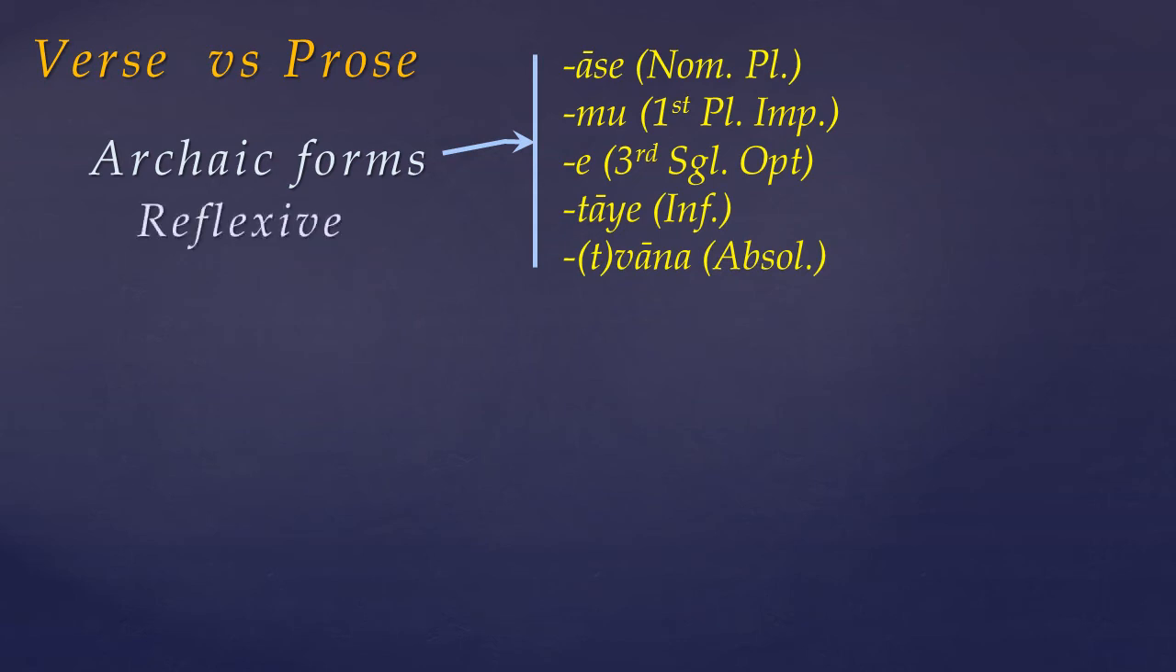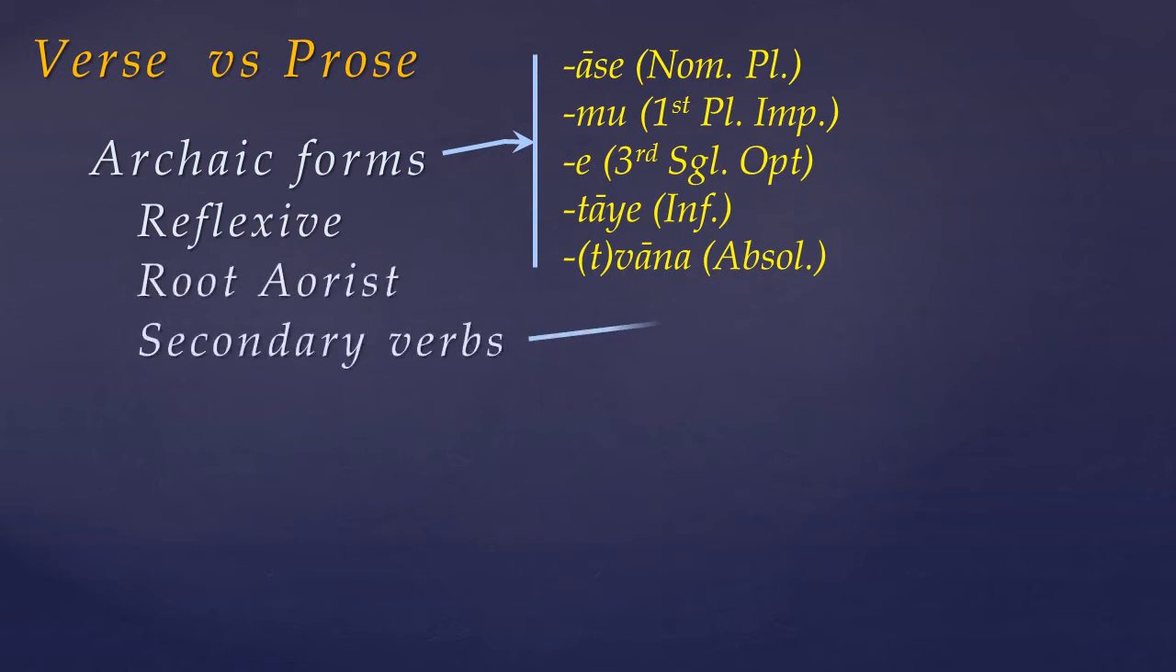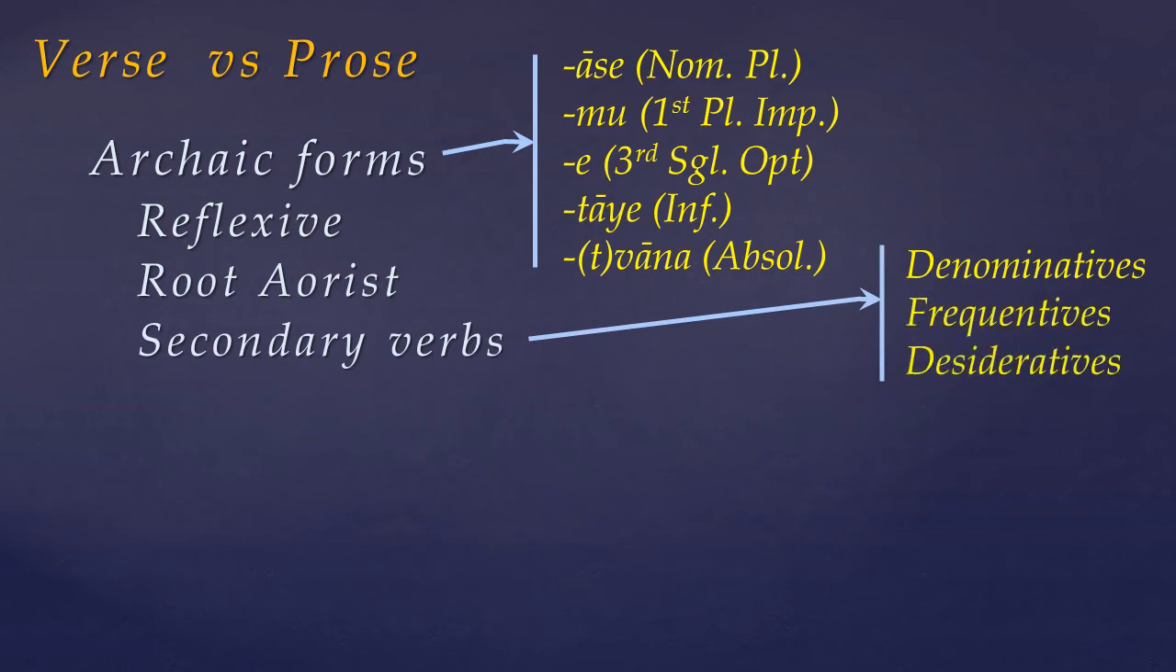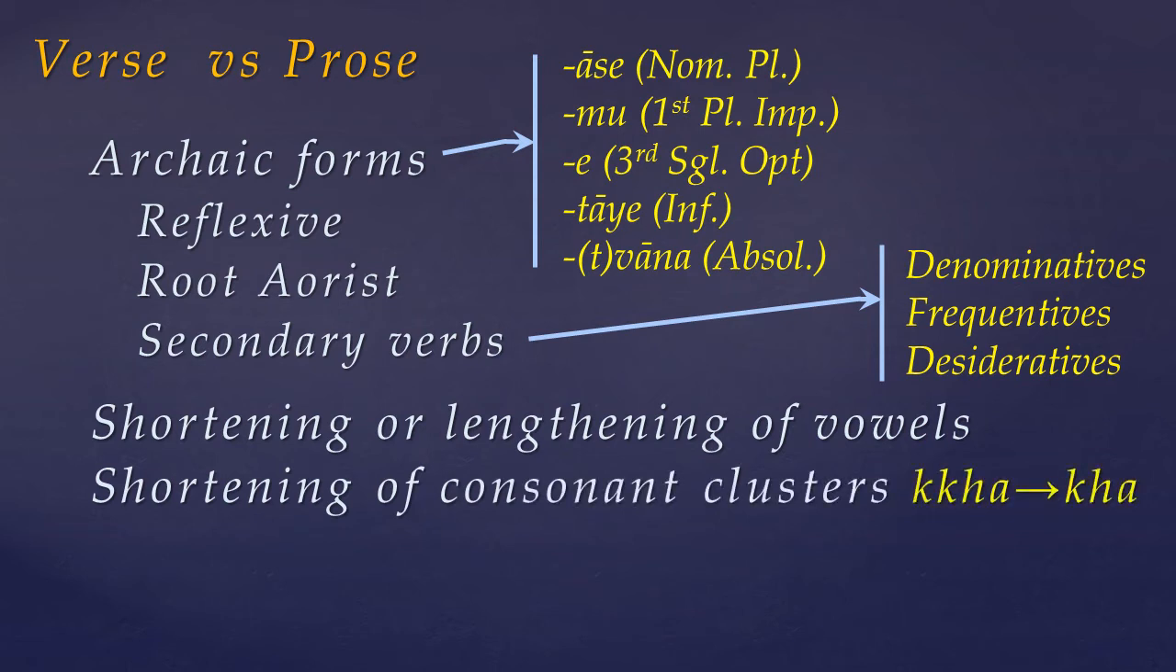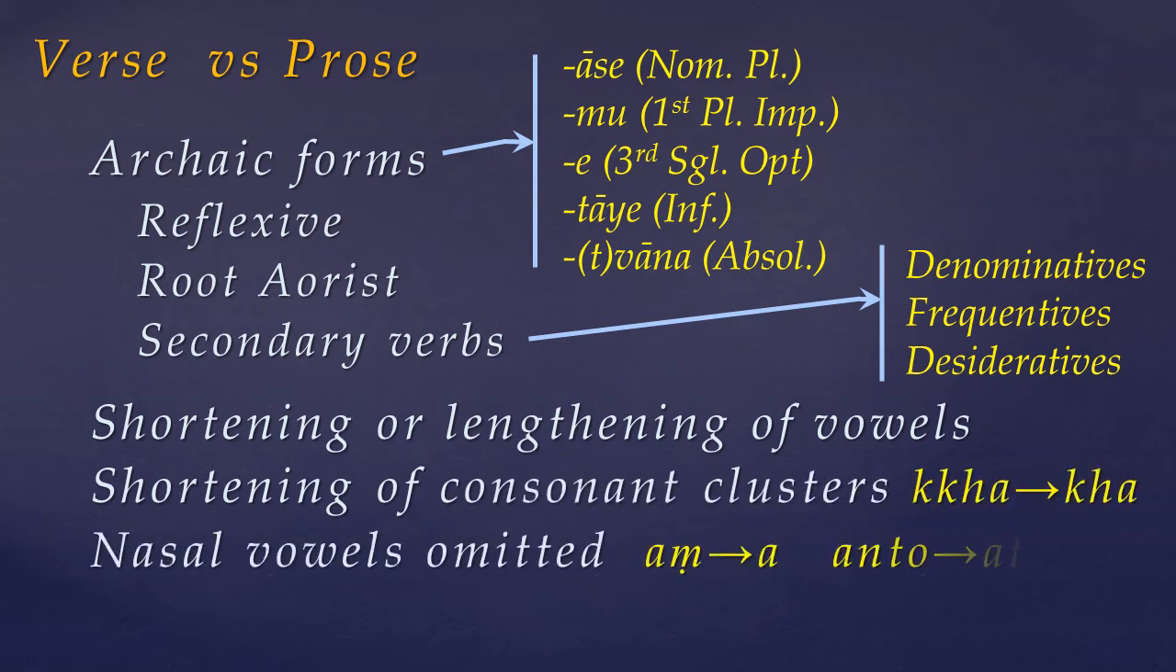And these include the reflexive or middle forms, the root aorist we've just seen, and some secondary verbal derivatives. Other changes include the shortening or lengthening of vowels in order to match the meter, the shortening of consonant clusters, and the denasalization and often the omission of nasals completely. Well, that is a very brief summary to a very large area.